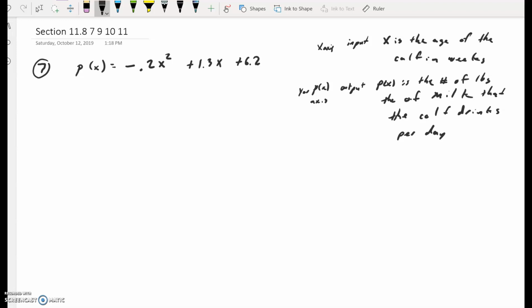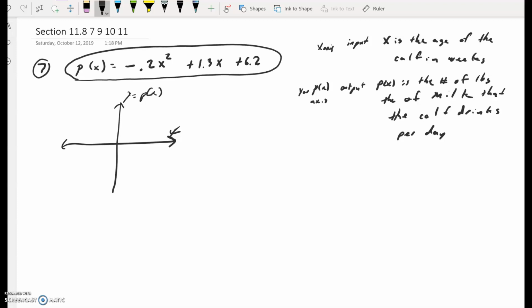On these word problems, it's a really good idea to figure out exactly what your variables represent. In this particular problem, the x variable, which is on this horizontal axis, is the age of the calf in weeks, and the y variable, which we're calling p of x, which is the vertical axis, is the number of pounds of milk that the calf drinks per day. And we are about to try to figure this out using the quadratic formula.